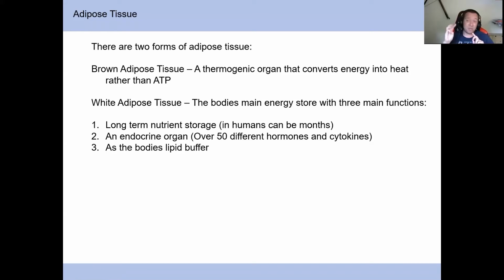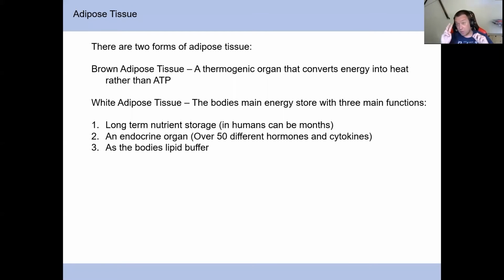And I would argue it has 3 main functions. This is why the slide is here. I'm not really telling you about what adipose tissue is, because I think the first 2 get a lot of attention and the third gets considerably less. So the first is the body's long-term nutrient store that can store months of energy so it can get you through times of lean and prevent you from dying if there's a famine or something like that.